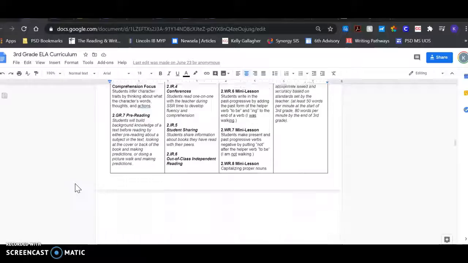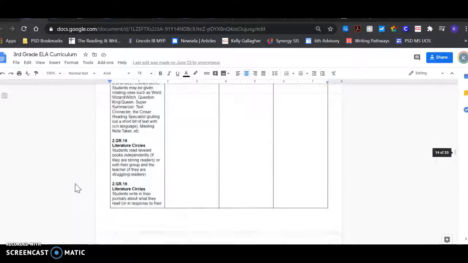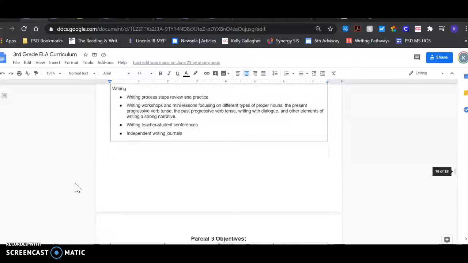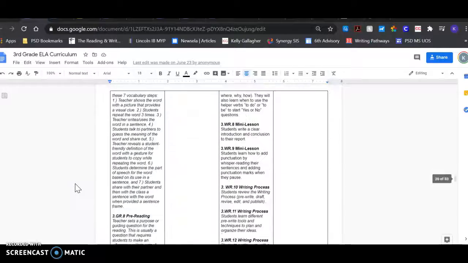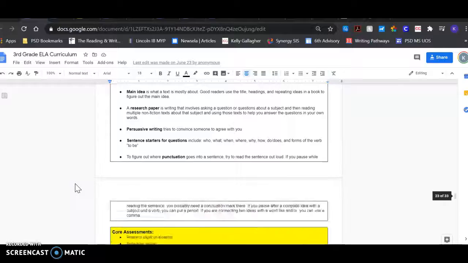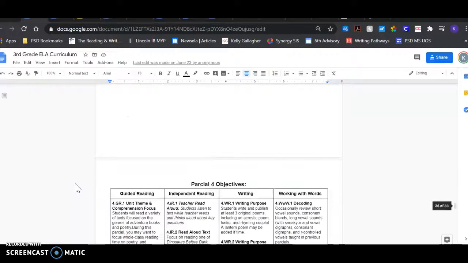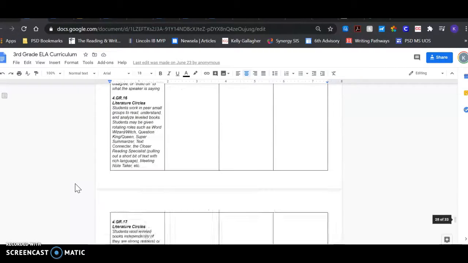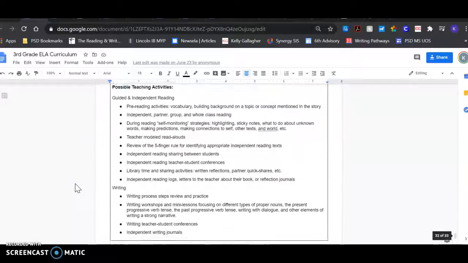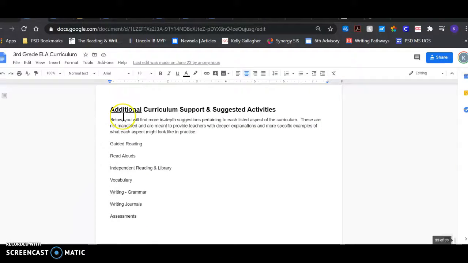Okay, Partial 2, again, objectives, unit plan. Same for Partial 3. Same for Partial 4. And then at the end, you're going to have additional curriculum support and suggested activities.